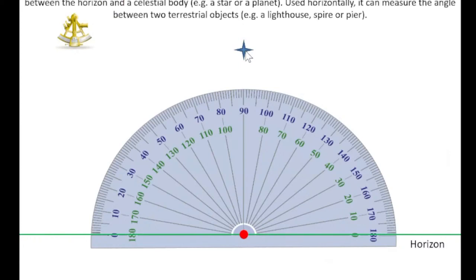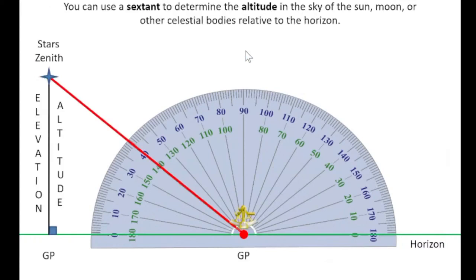What does a sextant measure? A sextant is a navigational instrument used to measure angles. In celestial navigation, it measures the angle between the horizon and the celestial body, star or a planet. Used horizontally, it can measure the angle between two terrestrial objects, say a lighthouse, spire, or a pier. Next slide, please.